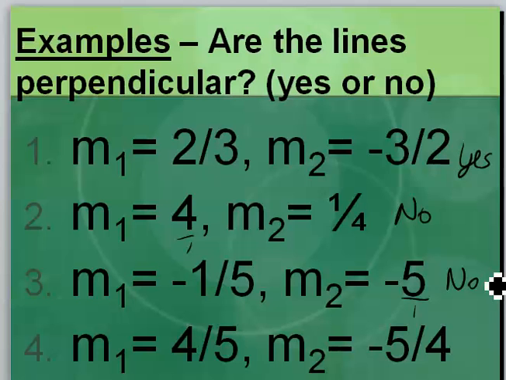Number 4, our first slope is 4/5. Our second slope is negative 5/4. I notice the first one is positive, the second one's negative. The first one is 4 over 5. The second one is the reciprocal, 5 over 4. These are opposite reciprocals, so yes, they are perpendicular.